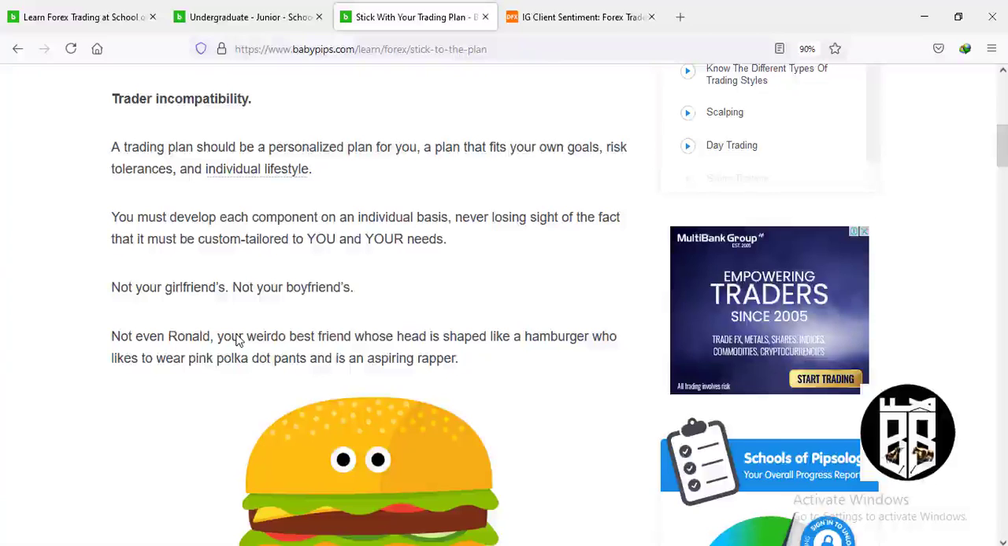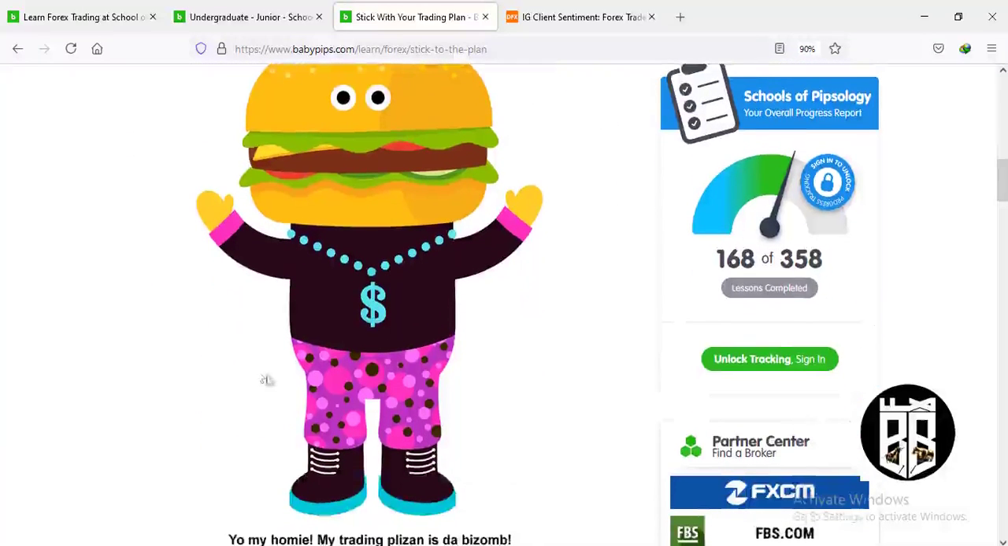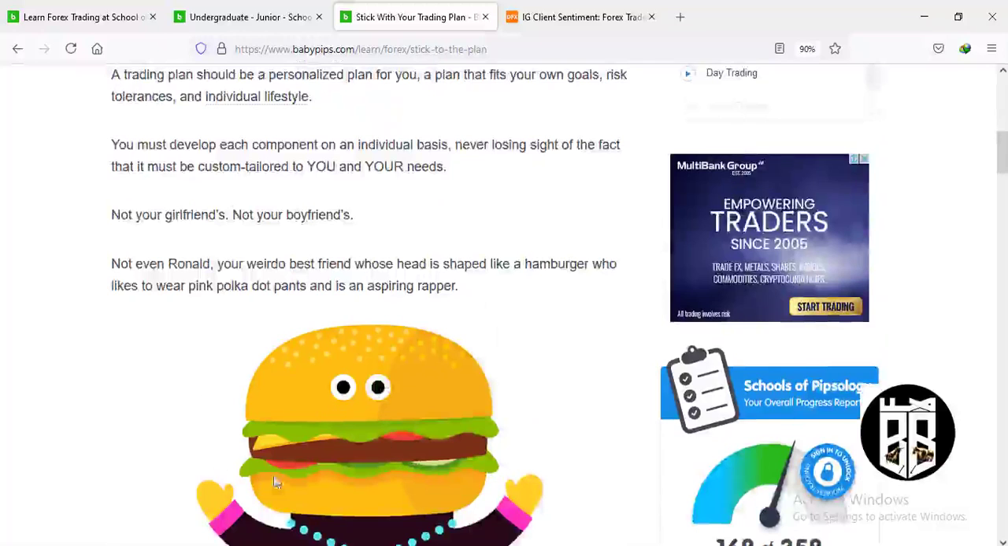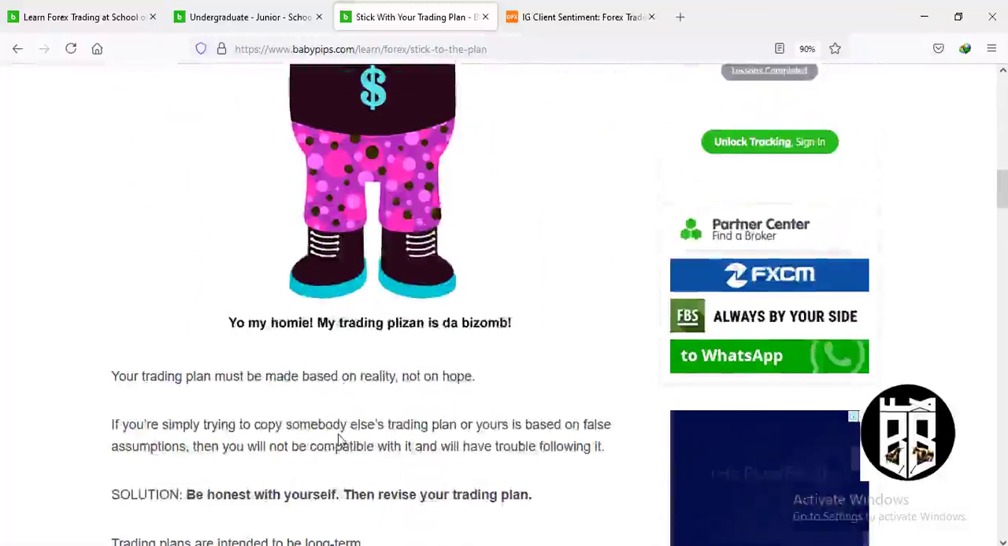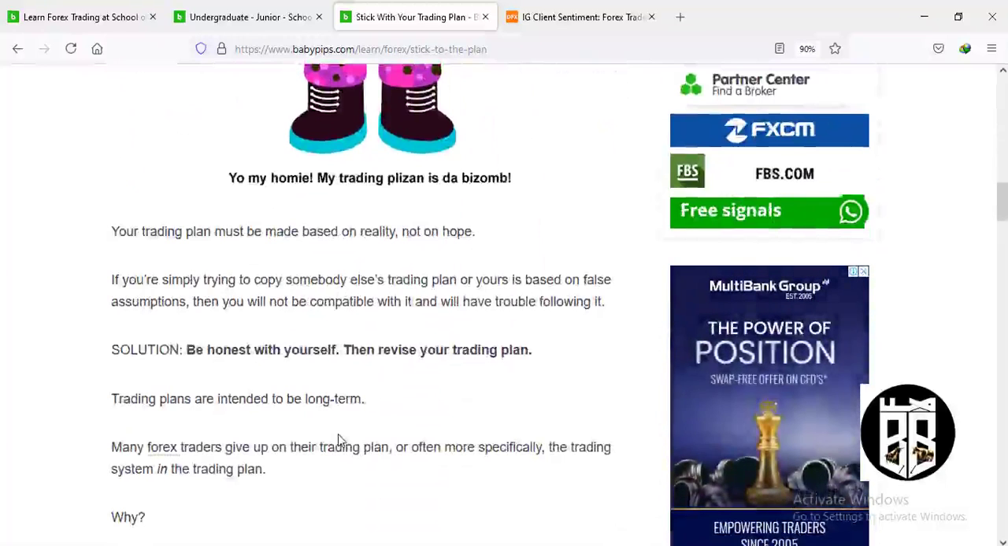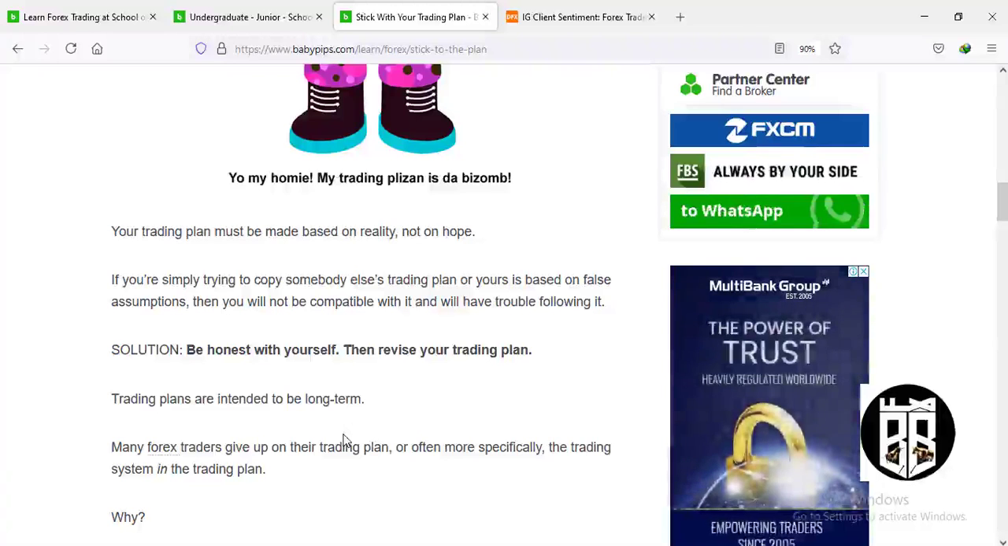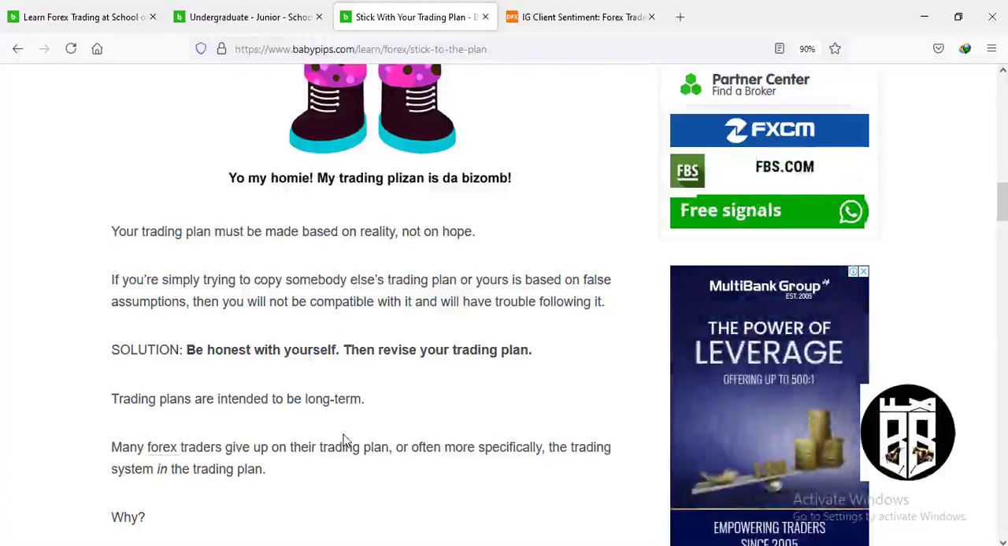So you don't want to be like this guy here, this guy who wants to be a rapper, but look at what he's putting on. Polka dotted pants. Look at his hair. Who wants that? Nobody. Do what fits you. That's the point. So your trading plan must be based on reality, not on hope.